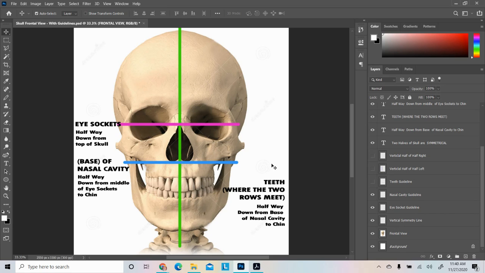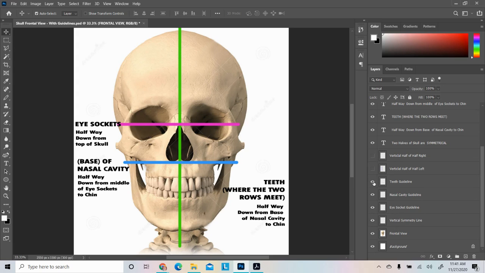All right, you might have noticed a pattern by now that it's all about halves, okay? I call it the law of halves. So you'll notice from the start, there was a vertical line that literally divided our skull in half evenly and perfectly. Then the eye sockets were halfway down from the top of the skull to the base of the chin. And then between the eye sockets and the chin, the nasal cavity, the base of it is halfway down. So if I ask you about how far down between the base of the nasal cavity and the chin is the teeth, then the answer would be halfway down again.